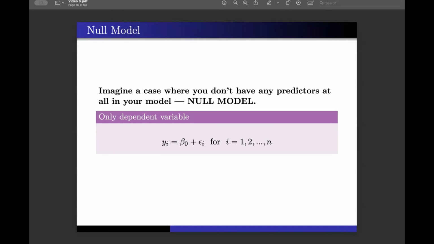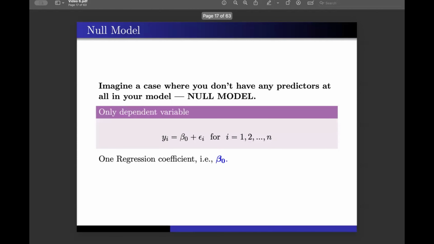And if we look at this equation closely, we would have the value of the dependent variable for all the n observations, and the only unknown quantity over here is beta naught, which is the regression coefficient, the parameter over here. We have only one parameter, only one regression coefficient. And then the leftover term, which is the error term, is the uncertainty present in the model.